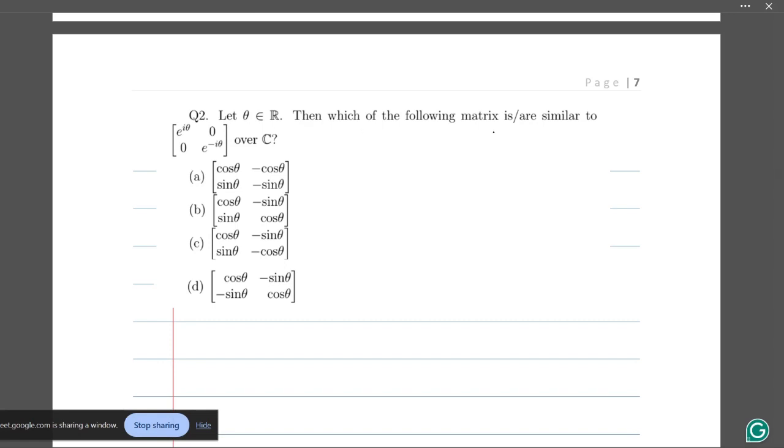They are asking which of the following matrices is similar to this one. First of all, similar matrices have the same determinant, right? I'm going to solve this question by a rule which is still not discussed. Maybe next week or the week after, it will be discussed: similar matrices have the same minimal polynomial and the same characteristic polynomial. If two matrices have the same characteristic polynomial, they have the same determinant also, because the constant term in the monic characteristic polynomial happens to be the determinant of that matrix.